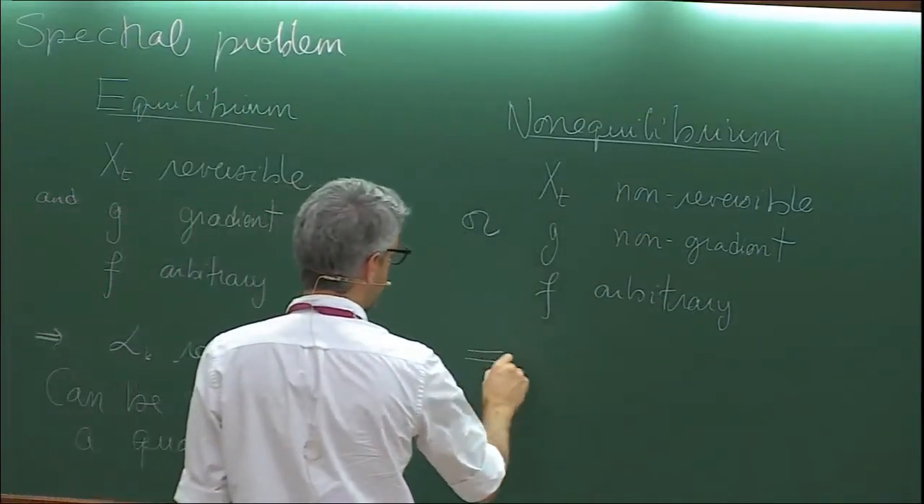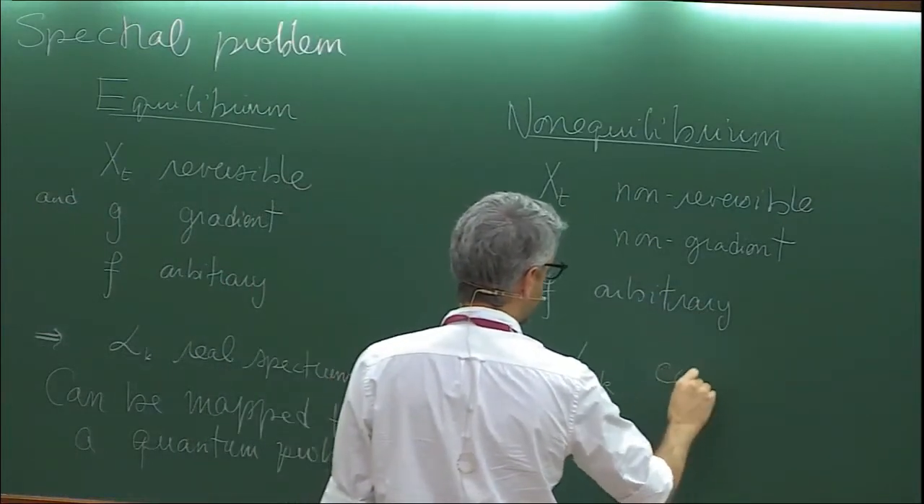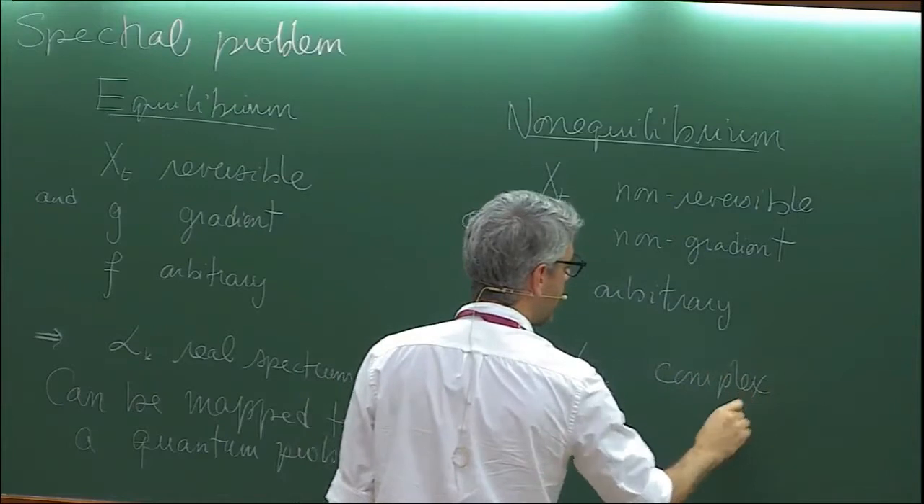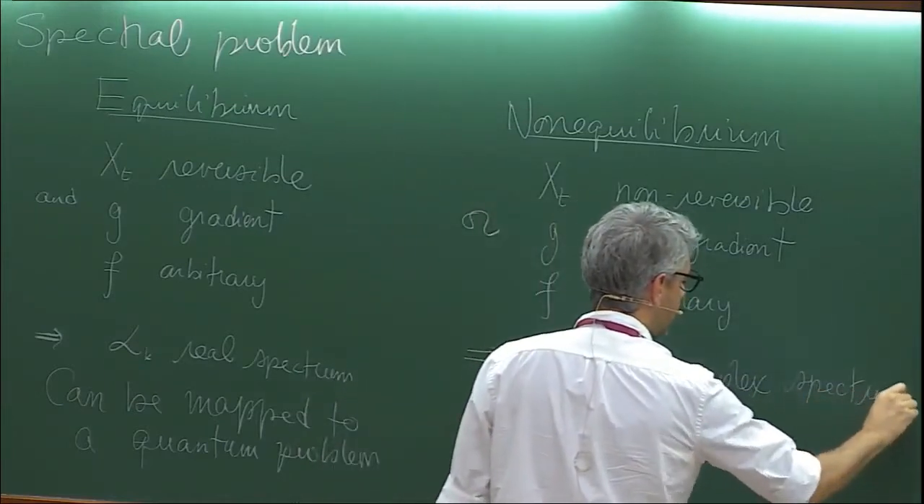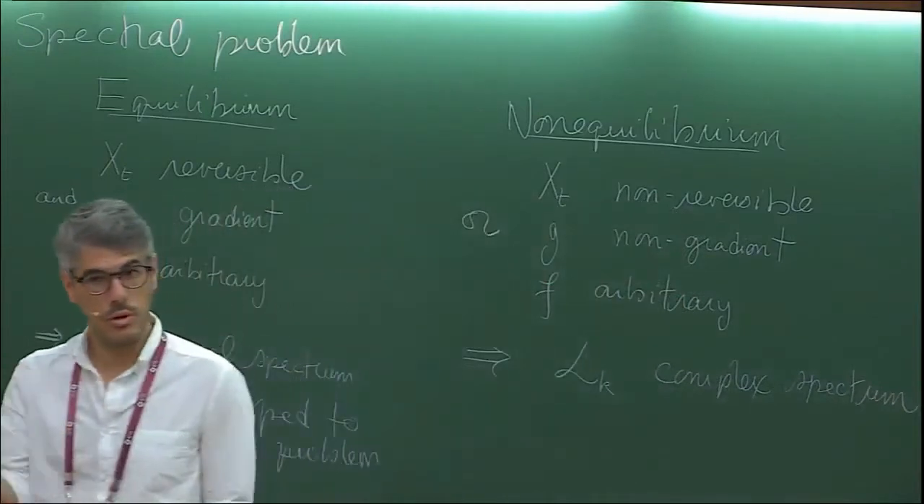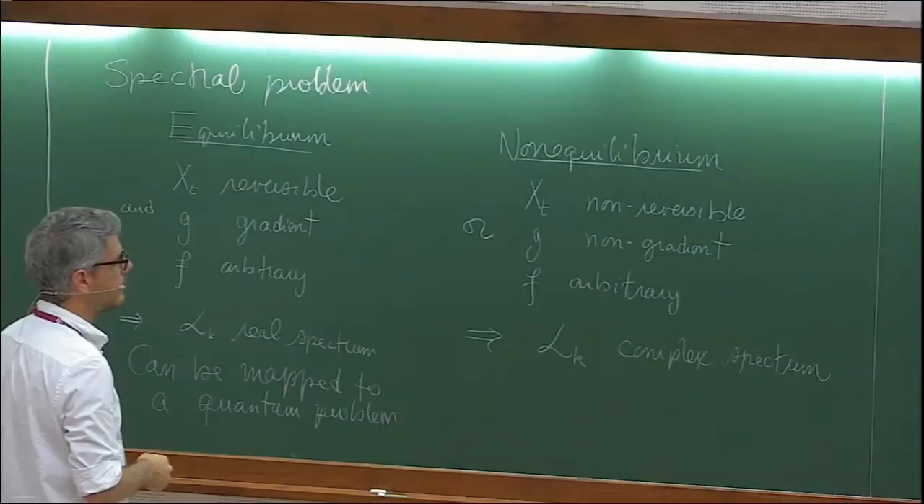Here, in general, L_k has a complex spectrum. The dominant eigenvalue will be real, but you have a complex spectrum, which means that you cannot map that problem into a quantum problem. There's no similarity transformation that will map this operator to a Hermitian operator, because it contradicts the fact that it has a complex spectrum. So here there is no mapping to the quantum problem.